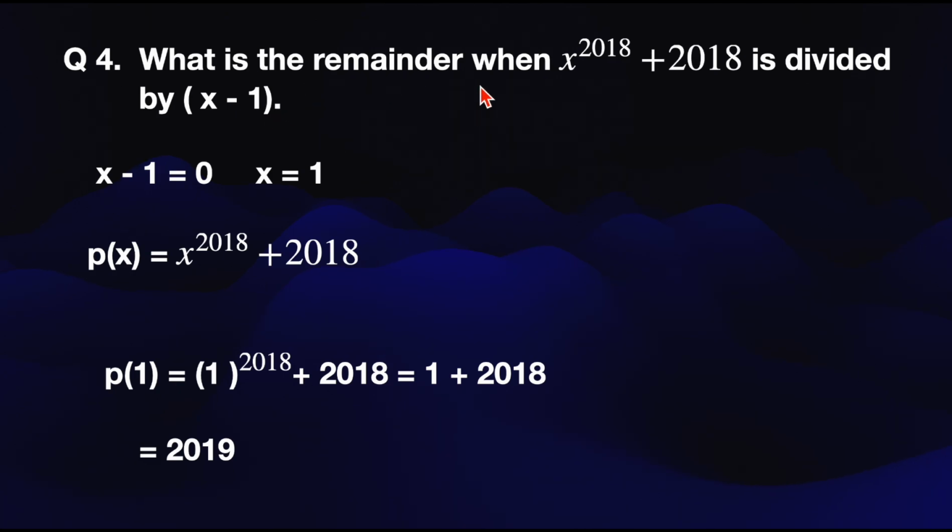What is the remainder when this polynomial is divided by x minus 1? Again the same method. Write x minus 1 is equal to 0, x is equal to 1. Substitute here x. So 1 raised to 2018 is 1 only. So 1 plus 2018. So the answer is 2019.